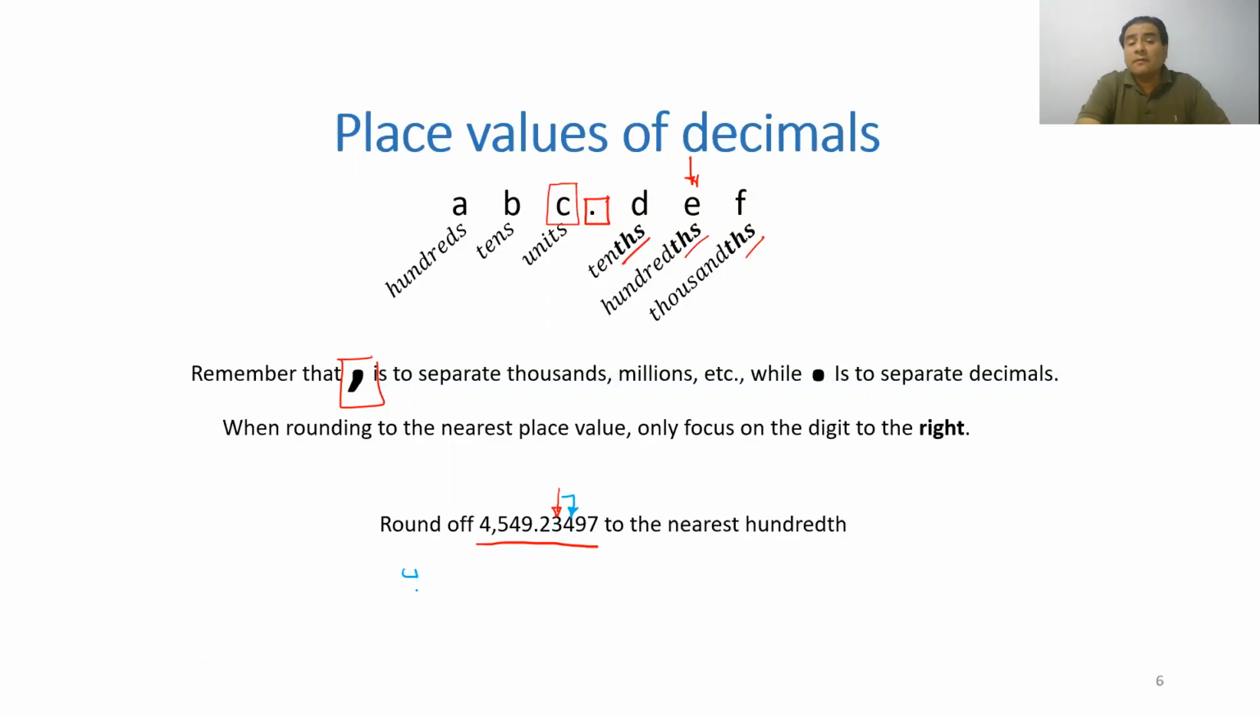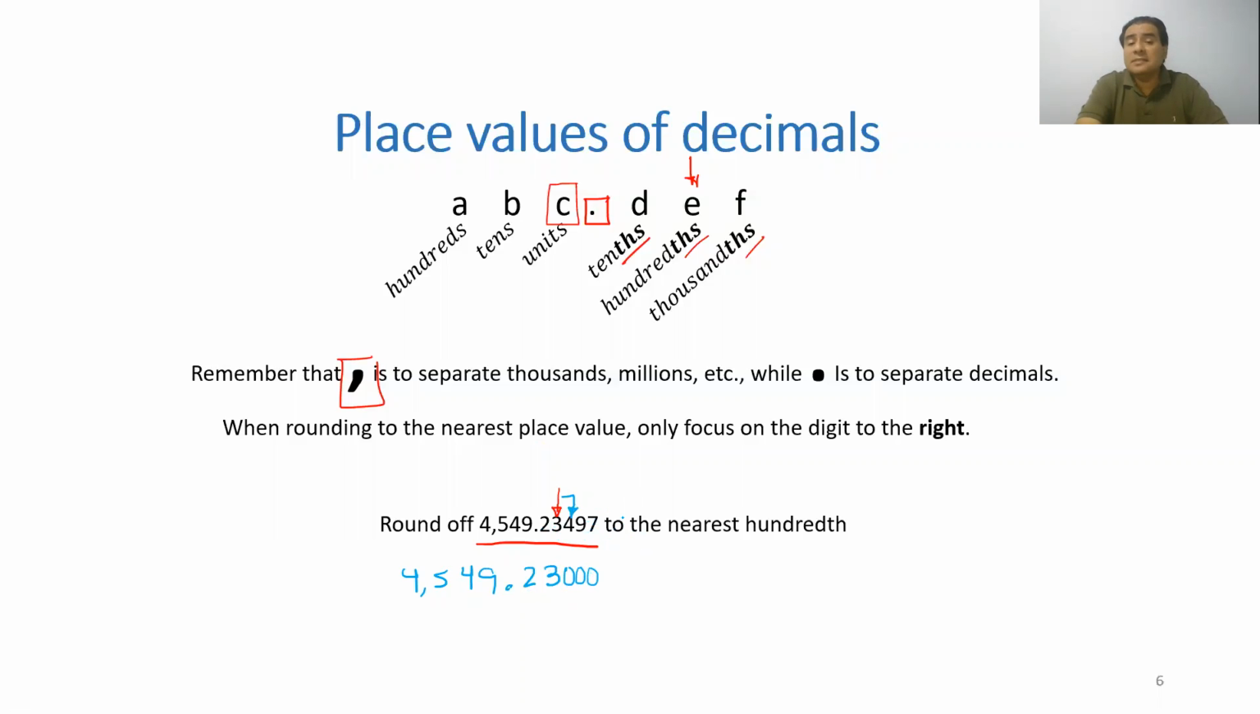So we have 4,549.23 because 4 is less than 5. So the effect is that 3 remains the same and everything else becomes 0, right? Which you don't actually have to write. Just 0.23 would do it.